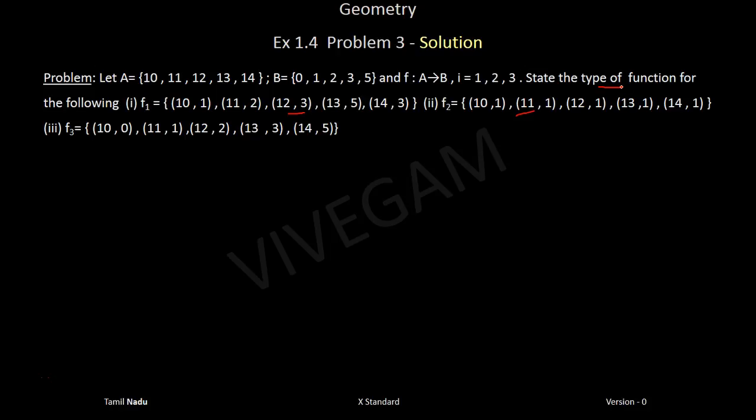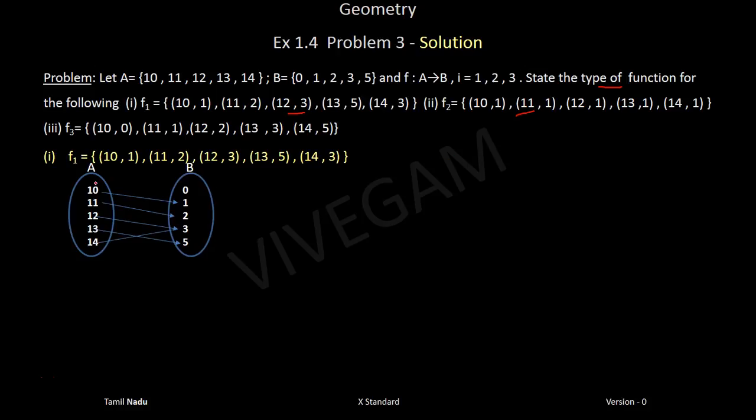Okay. So let's draw the ordered pairs given. All these things are ordered pairs, so let's draw an arrow diagram. You have these two ovals, and you list out all the elements of A here and list out all the elements of B here and map them, or connect every element of A to an element of B, as per this ordered pair. Okay, so here 10 is connected to 1, so 10 is linked to 1.